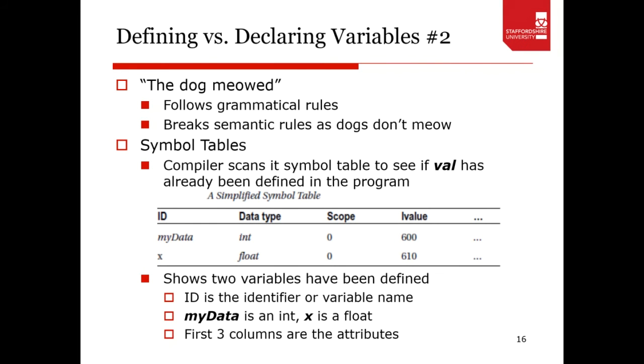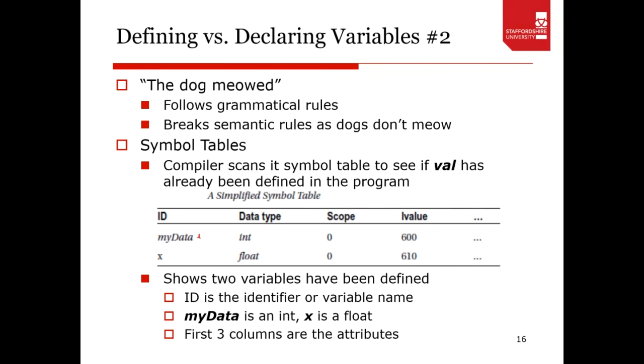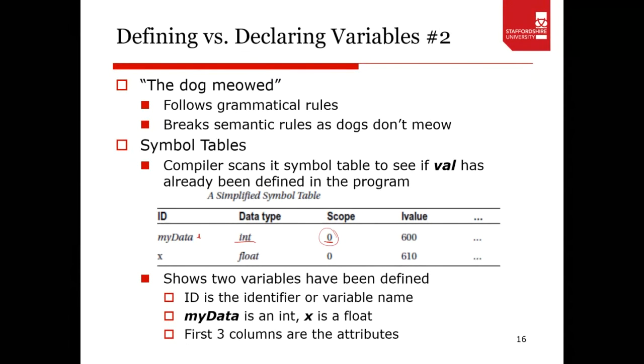Now the symbol table: the compiler scans its symbol table to see if val has already been defined in a program. As you know, if you define a variable twice, it doesn't like it. So this is a simplified table. We've got a variable called myData. It's an integer, and its value is 0 currently. Its L value, I'll explain this in a minute, is the lower location in memory, or the starting point.